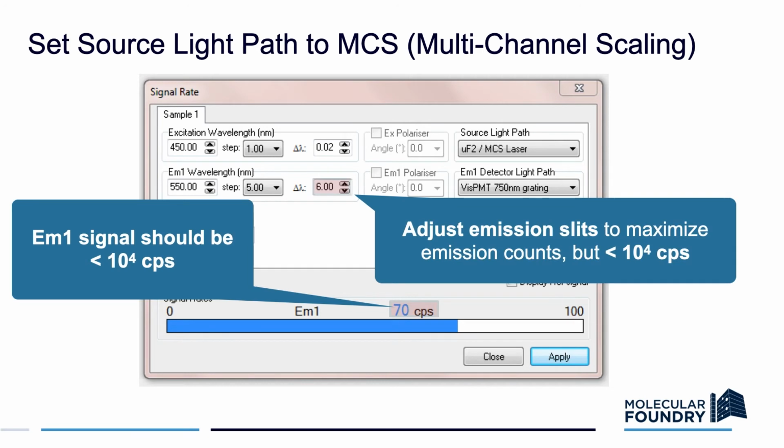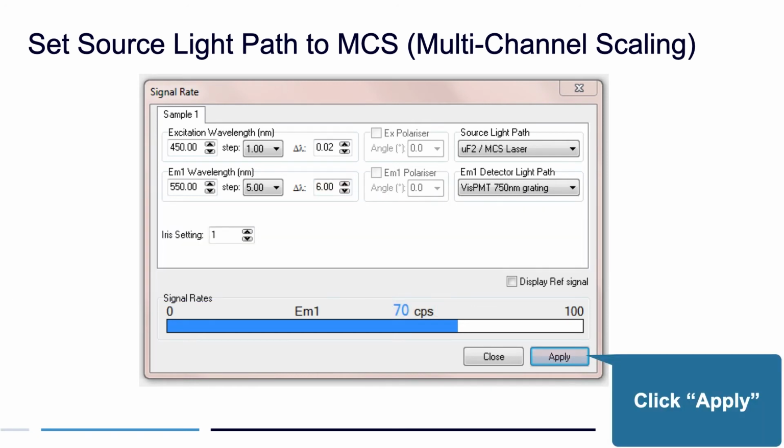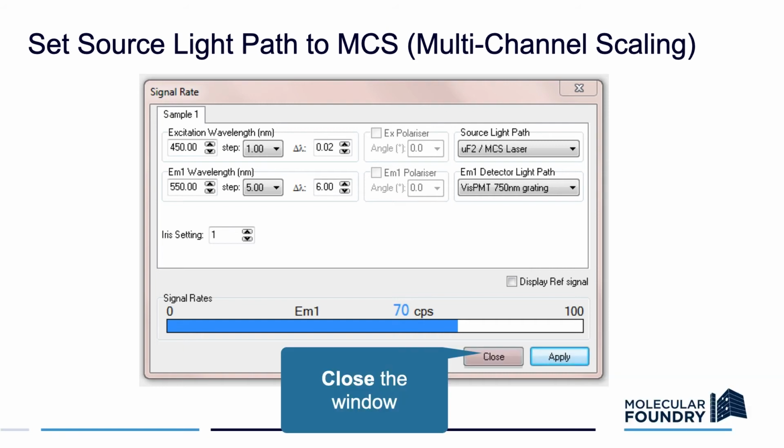You can adjust the emission slits to maximize your emission counts, and normally you would have to. In this case, you can actually increase the bandwidth pretty high because you don't really care about the resolution because you're not taking a spectrum. You just want to make sure that the bandwidth is about the same width as your emission peak width, or less. So once you're happy with your counts per second, you can click apply and then close the signal rate window.